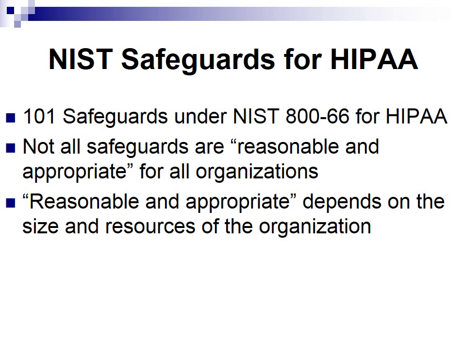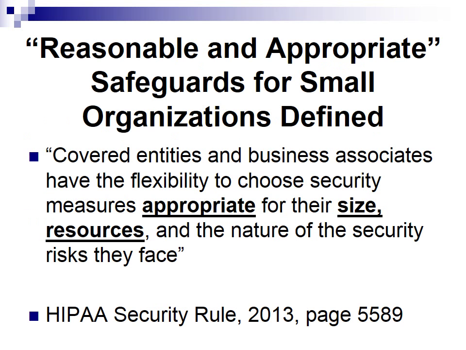There are 101 HIPAA safeguards under NIST 800-66. However, not all safeguards are reasonable and appropriate for all organizations. Reasonable and appropriate depends on the size and resources of the organization. The updated HIPAA security rule explicitly states that covered entities and business associates have the flexibility to choose security measures appropriate for their size, resources, and the nature of the security risks they face.